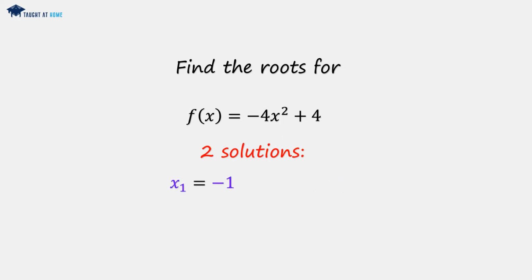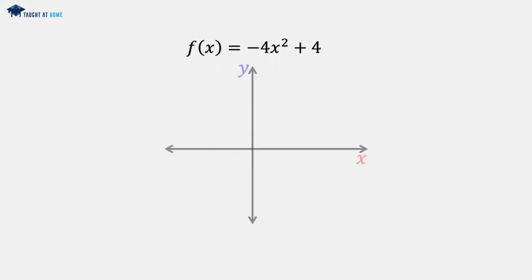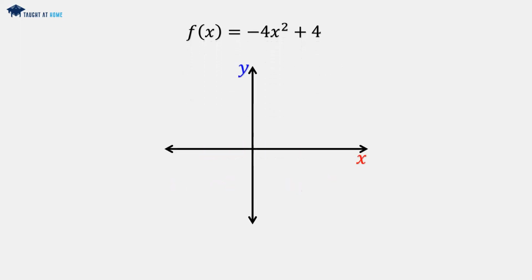So we have two solutions: x is equal to −1 and x is equal to 1. Again, we have the same magnitude but different signs, 1 and −1. On the plot we can see that we're going to have an inverted U shape, with two solutions, both equal distance from the origin, −1 and 1.